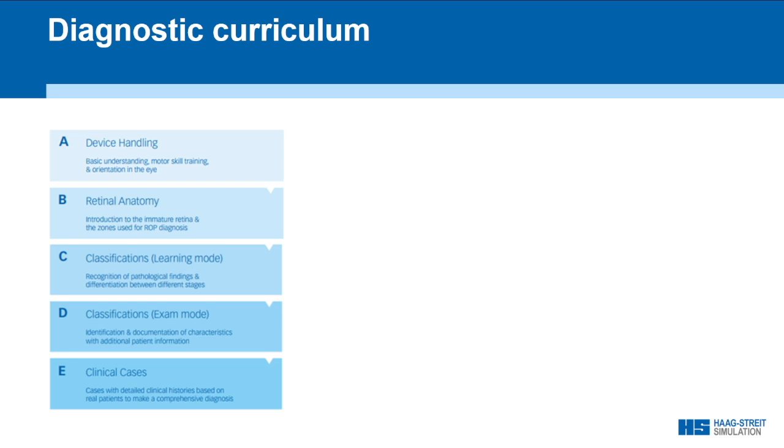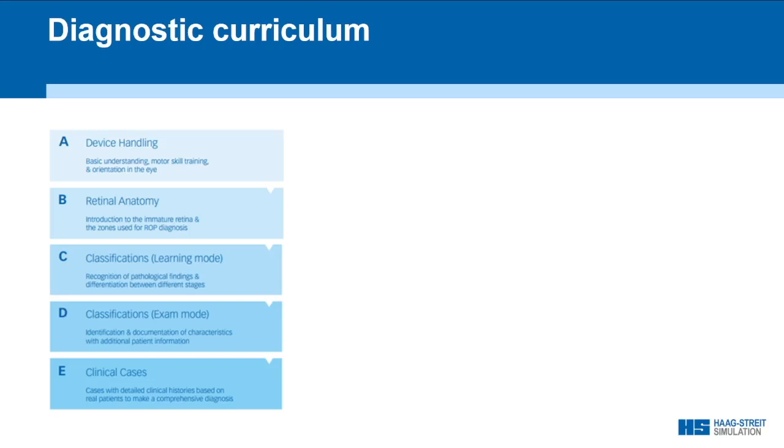Let's talk about software. Let me recap the diagnostic curriculum. We have 5 tiers in the old diagnostic curriculum. A. Device handling. B. Retinal anatomy. And then we have classification of ROP either in the learning mode, which is C, or in the exam mode, which is D. And then we have clinical cases.